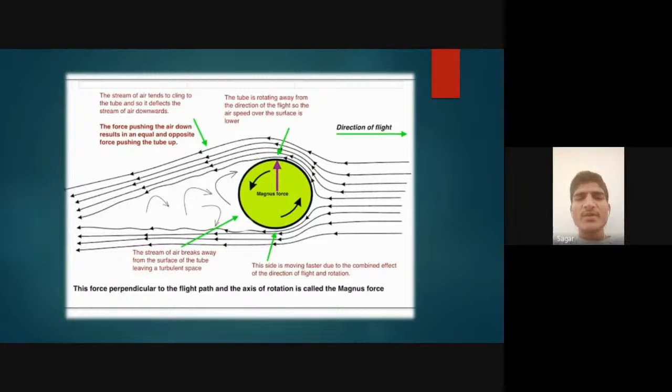At the top, we can see that the velocity component of the air and the rotational velocity of the ball are in the same direction. But at the bottom, these two velocity components are in reverse directions. So we can say that the velocity is more at the top compared to the bottom. If the velocity is higher at the top, we can say that the flow energy is higher at the top compared to the bottom.